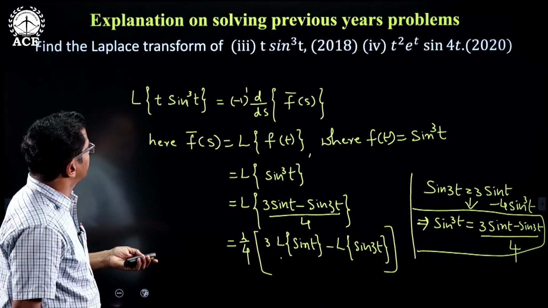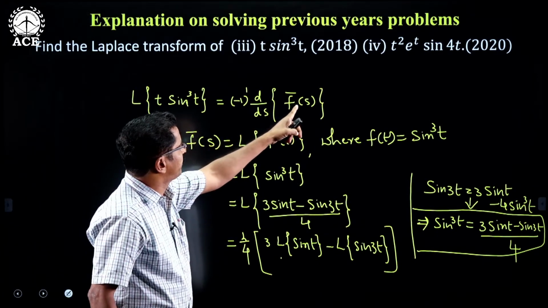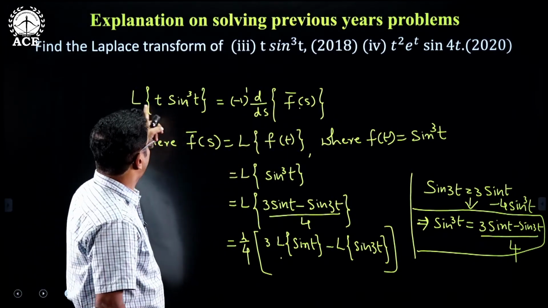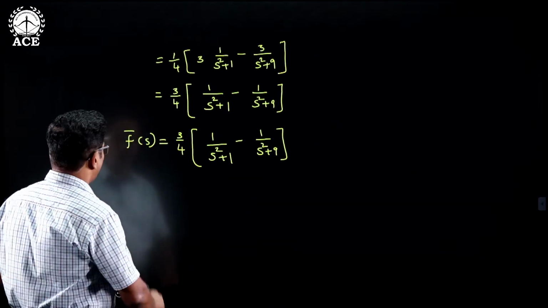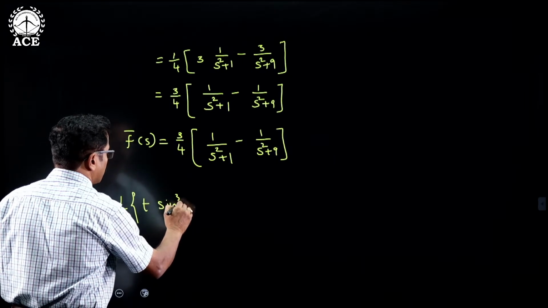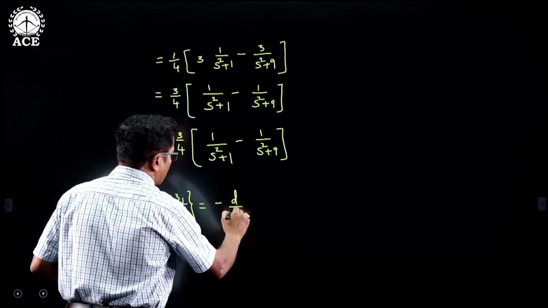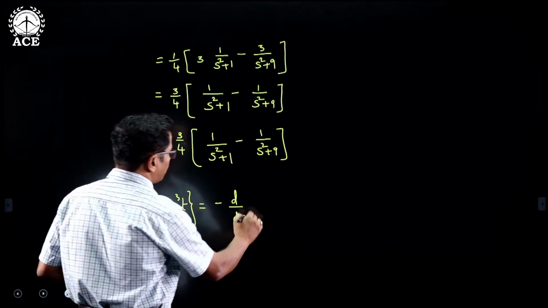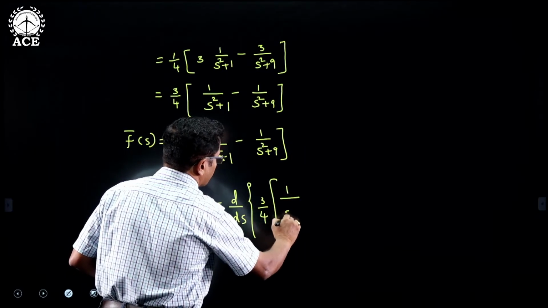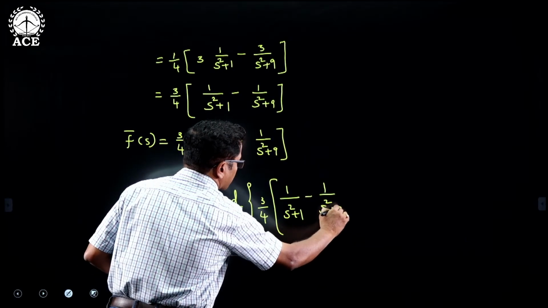Now after that, I evaluated f bar of s. This f bar of s has to be differentiated one time, so in this I have to substitute. So L of t sin cube t equals minus d by ds of 3 by 4 into 1 by s square plus 1 minus 1 by s square plus 9.